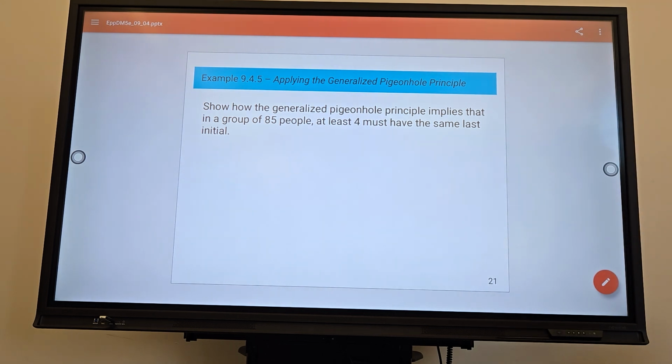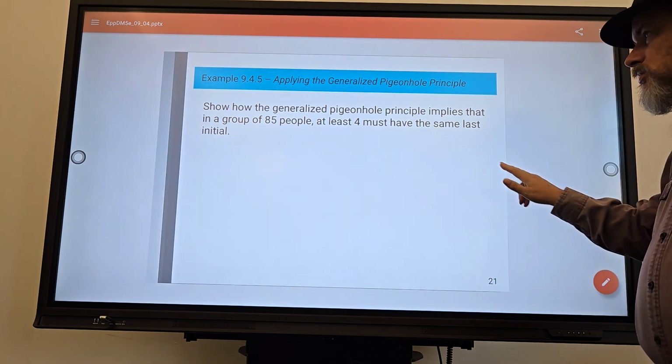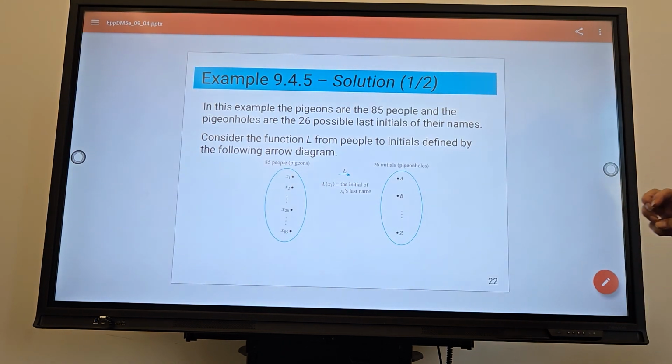So, applying it. Show how the generalized pigeonhole principle implies that in a group of 85 people, at least 4 must have the same last initial. In this example, the pigeons are the 85 people and the pigeonholes are the 26 possible last initials of their names. Consider the function L from people to initials defined by the following arrow diagram.